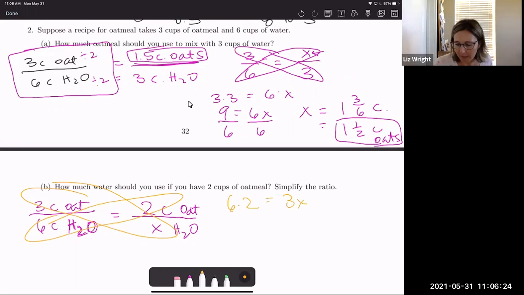And then we're going to get 12 equals 3x. Then we're going to divide by 3, and then we get 4 equals x. And then we're going to get 4 cups of water.